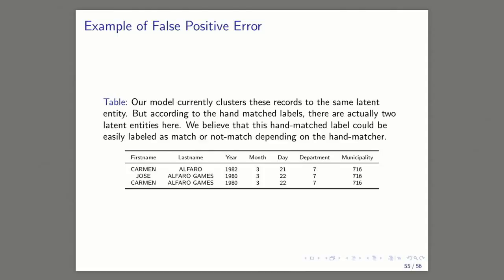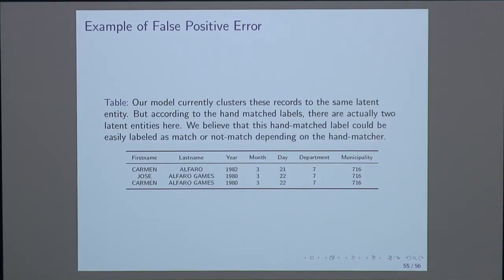we'll have names. We'll have something like these three names: Carmen Alfaro, Jose Alfaro Gomez, and Carmen Alfaro Gomez. And this is where I think building training data is quite difficult.